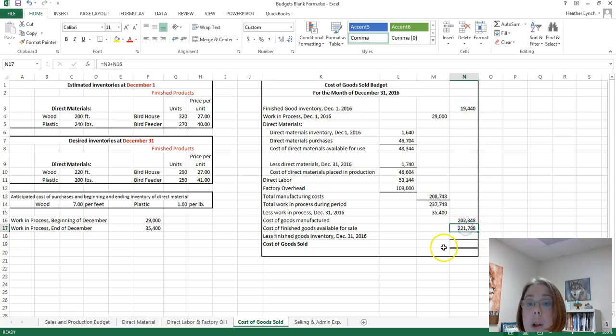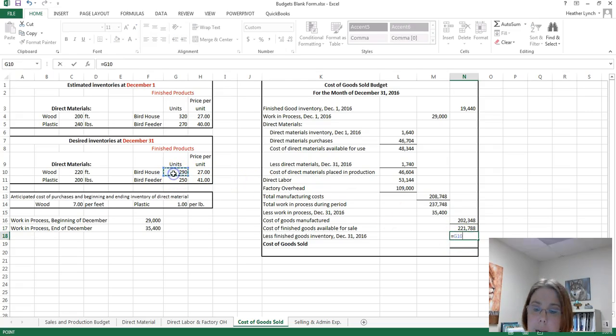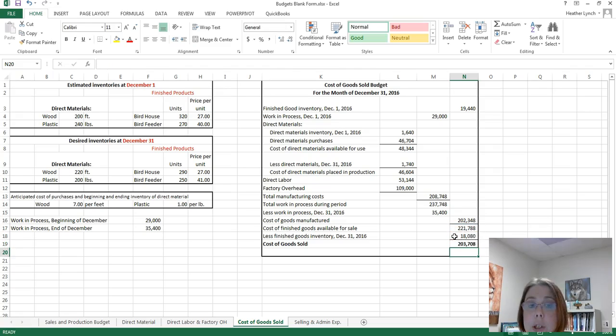I do apologize for that. So that gives you $221,788. Your less your finished good inventory. That gives you your 290 times your 27 plus your 250,000 times your $41. There is your less finished goods inventory. You take the difference between your cost of finished goods available for sale minus your less finished goods December 31st, and now we have a cost of goods sold budget. Okay, we will continue this in part 3 with doing the sales administrative expenses.